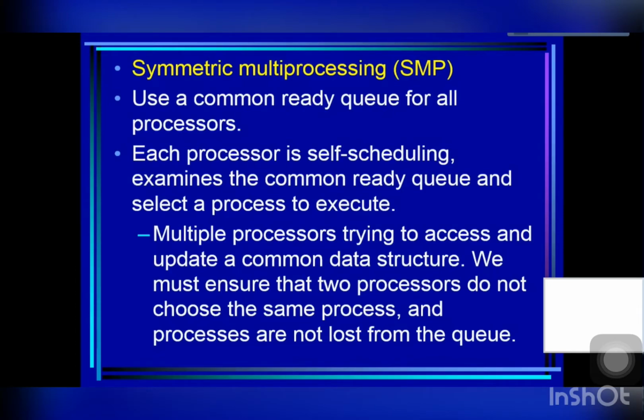So if we have multiple processors trying to access and update a common data structure, like the ready queue, the scheduler must be programmed carefully. We must ensure that two separate processors do not choose to schedule the same process, and that processes are not lost from the queue. Virtually all modern operating systems support symmetric multiprocessing, including Windows, Linux, and Mac OS X.